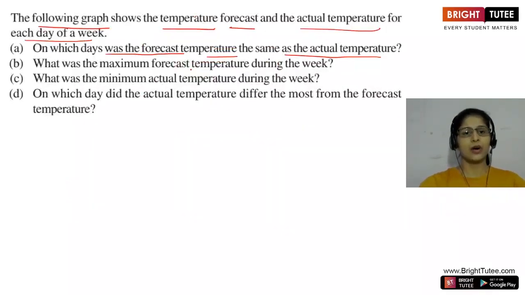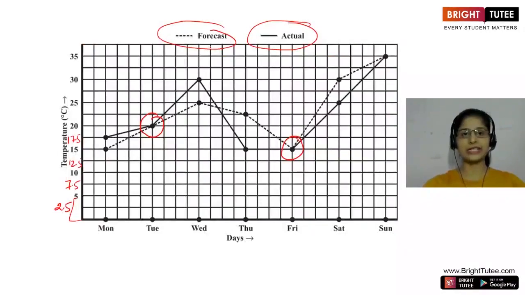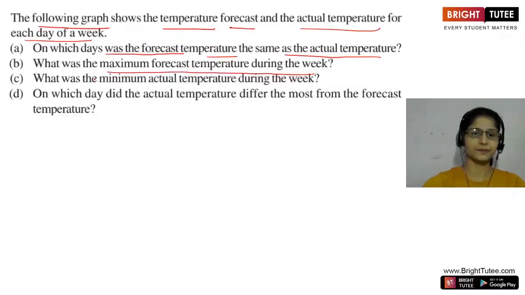Next question. What was the maximum forecast temperature during the week? So maximum forecast. Forecast is the dotted one. What is the maximum in that? Okay, this is the maximum. So forecast maximum temperature is 35 degrees. Okay. And that too on Sunday.